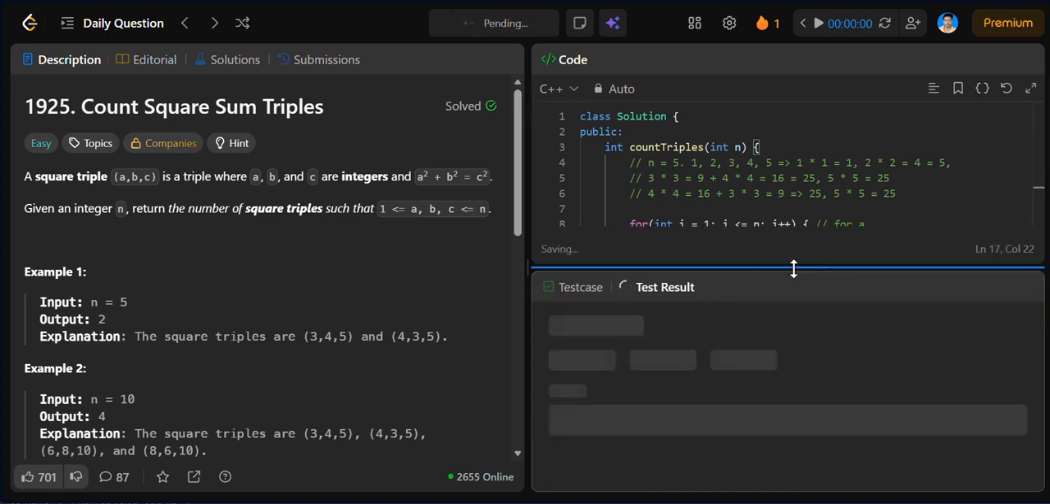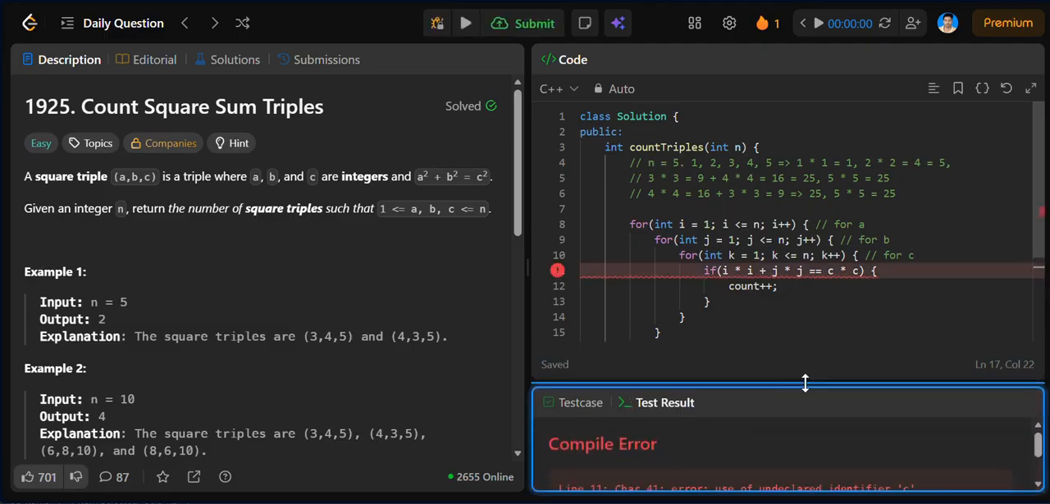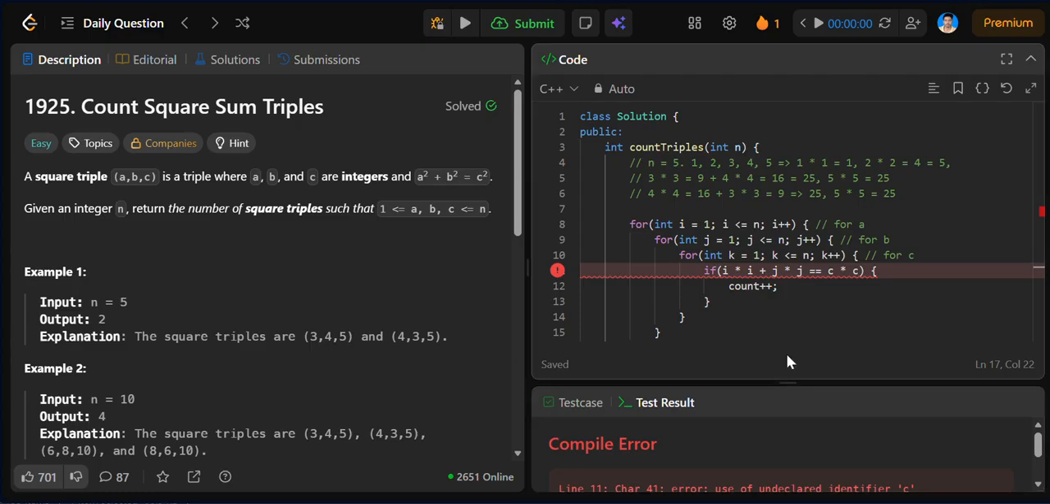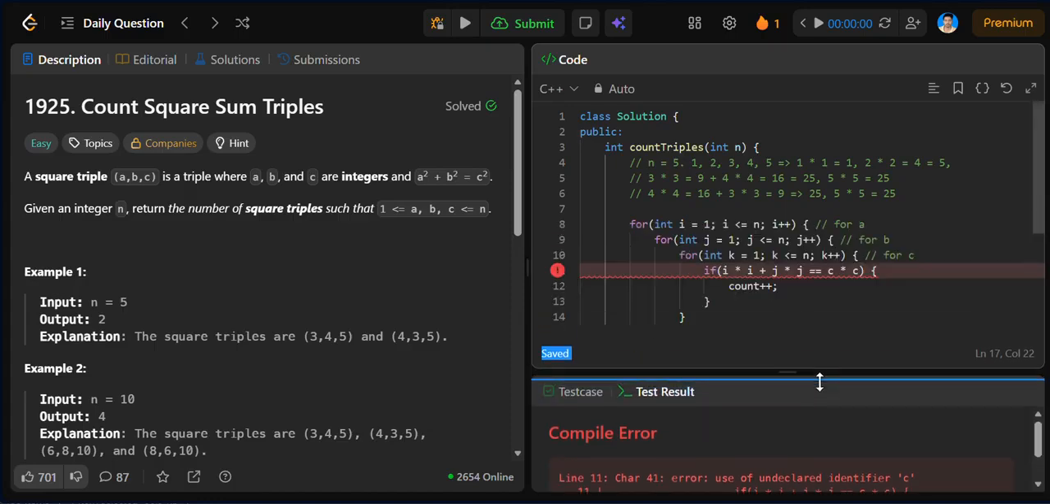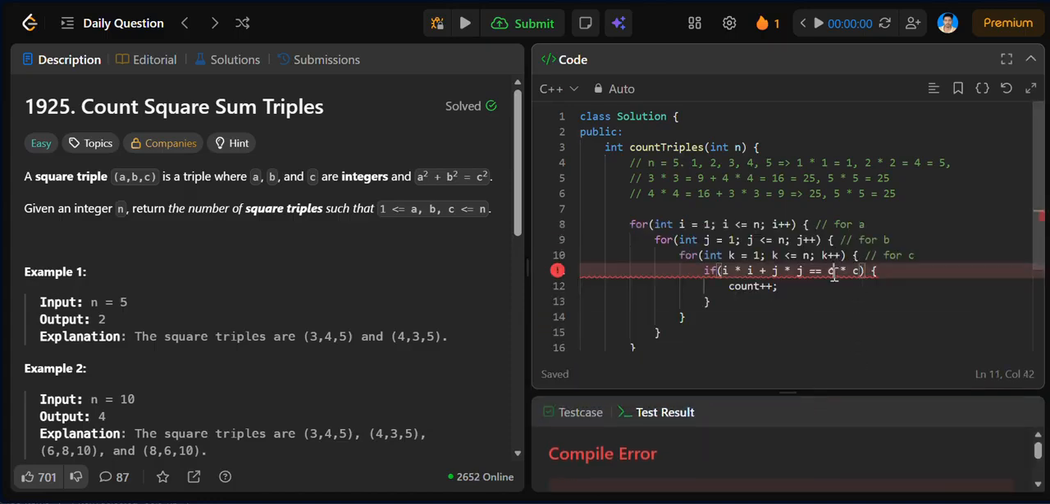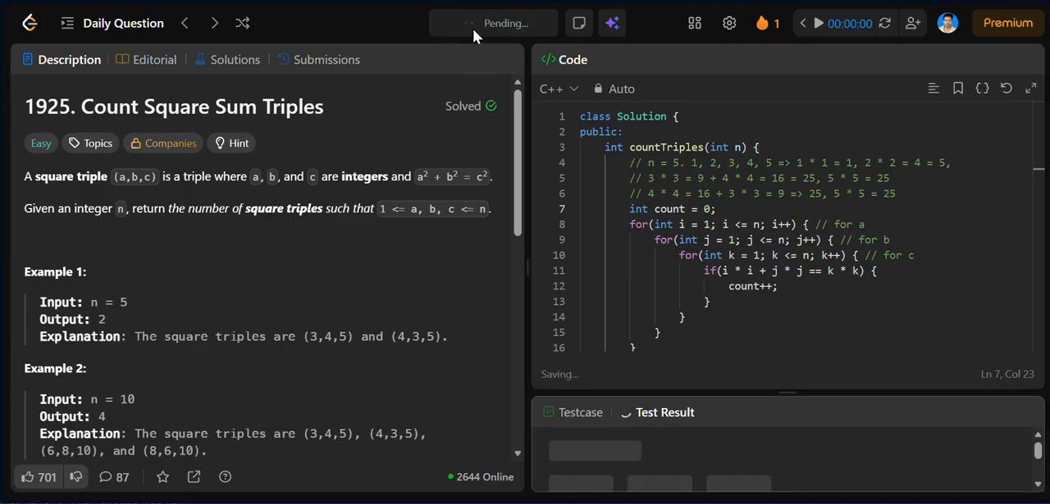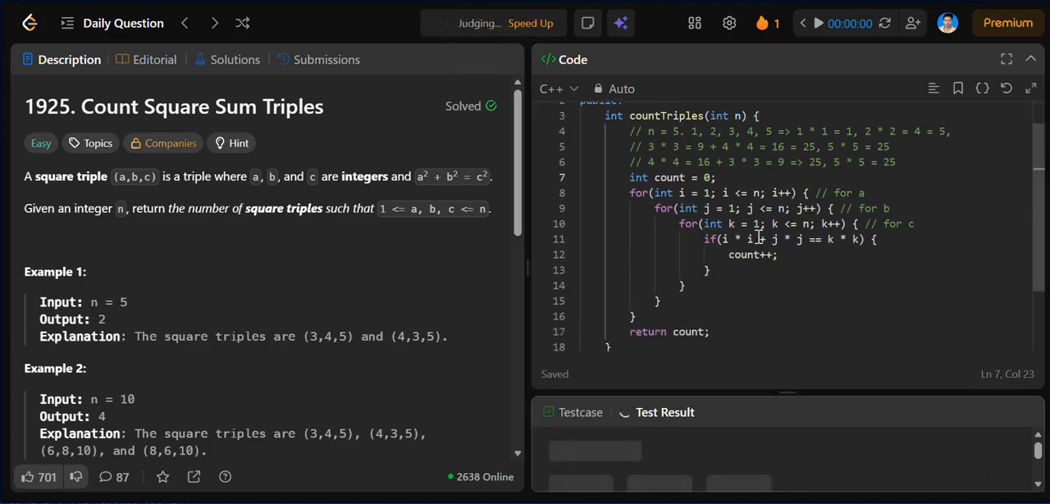So we just have to check. Sorry, there is a problem: we don't have c, there is k, so you can use k there. Also we need int count is equal to 0. So I think now it will run correctly for the brute force approach.